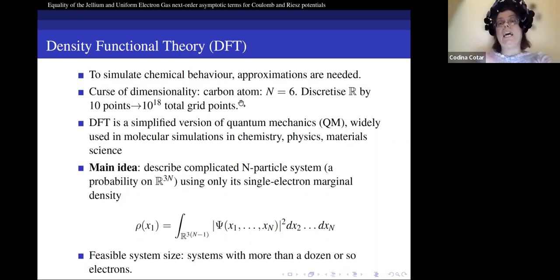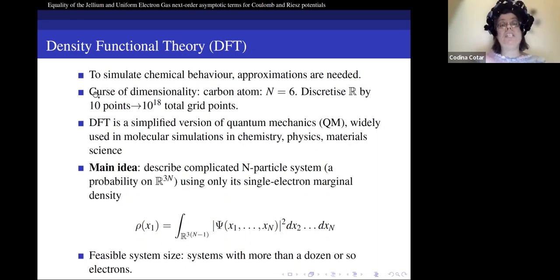So for example, if I take carbon that has n electrons, what will appear in the Schrödinger equation will be R to the power 3n. So you will have to discretize R, and remember you have R to 3n, so that will lead to R to 18.